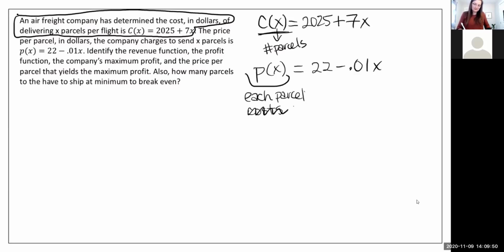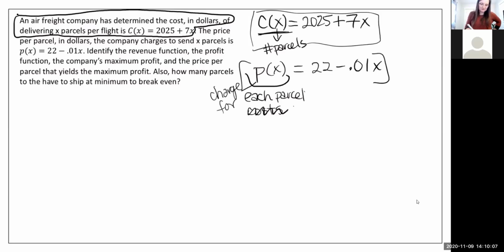So let's say charge for, so this is how much they pay to do that. And this is how much they make, right? So what is the revenue function? So revenue per parcel. And revenue means how much money are they bringing in? Okay, so what would we do there?